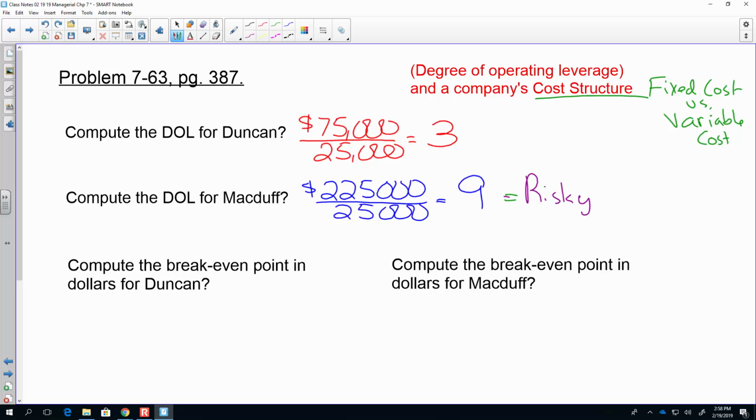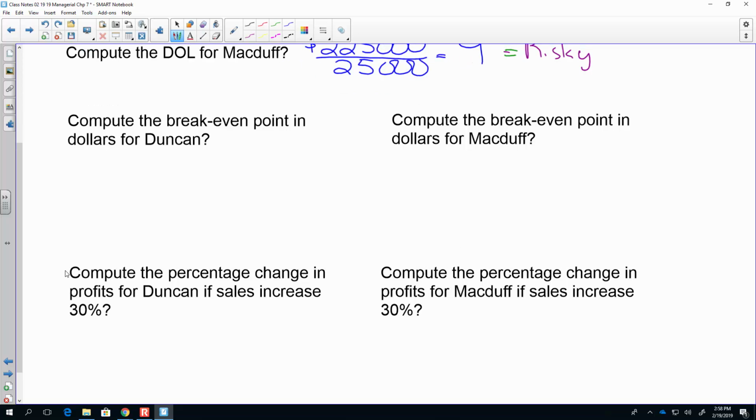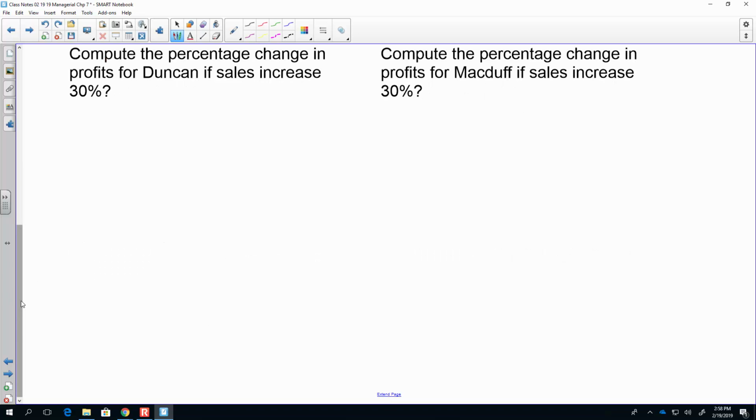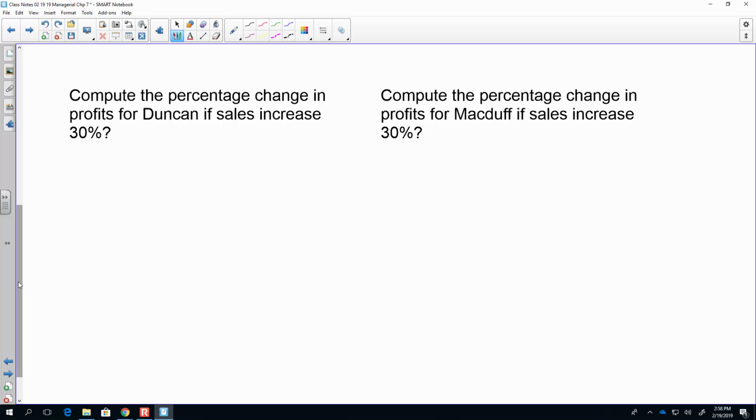All right. I'm skipping the next question. I don't care about break even. We'll cover that on Thursday. I want to get down here. For Duncan, compute the percentage change in profits for Duncan if sales increase by 30%. This is question 3. We'll get back to question 2 on Thursday.